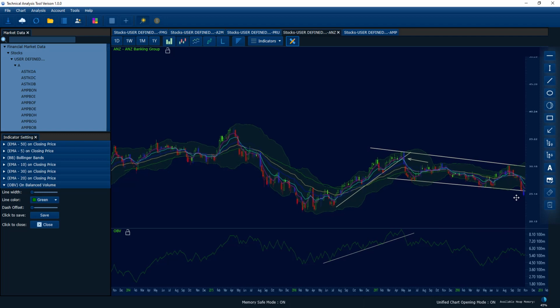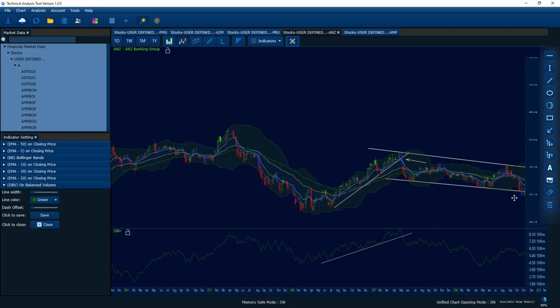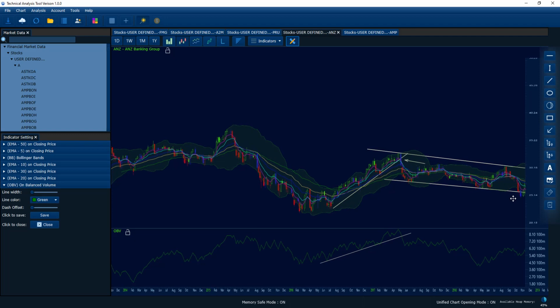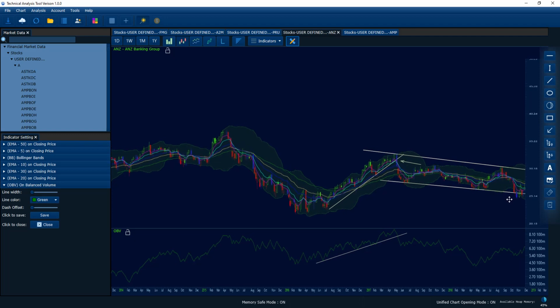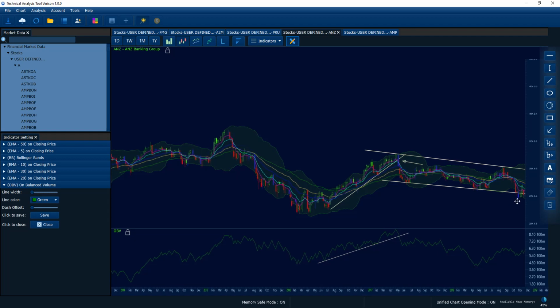Normally people tend to short, but if you see the next two or three trading days, the price steps back. So that's a false breakdown. Be careful. You can see this.